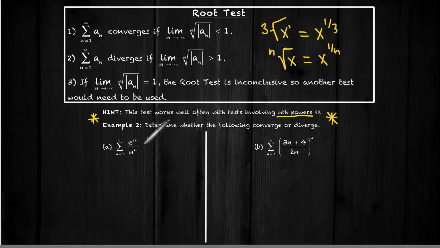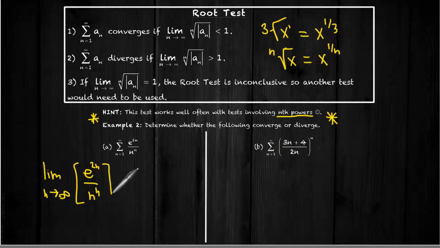We see that there's some nth powers involved here, so we're going to use the root test. So we're going to say the limit as n approaches infinity of our series e to the 2n over n to the n, all of that raised to the 1/n power. Now, when we have an exponent raised to another exponent, we're supposed to multiply those. So that's going to give us e squared, because the n's are going to cancel.